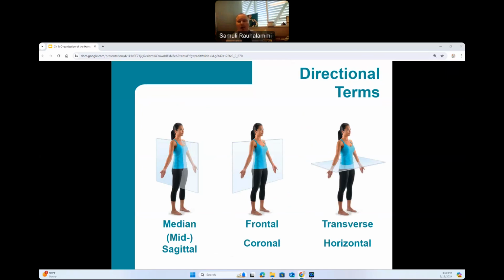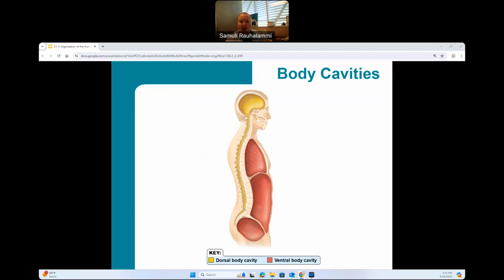But not all body planes align with these. We can sometimes have planes like oblique planes that don't really fit into any of those, so they cut at a different angle. I also wanted to talk a little bit about body cavities.